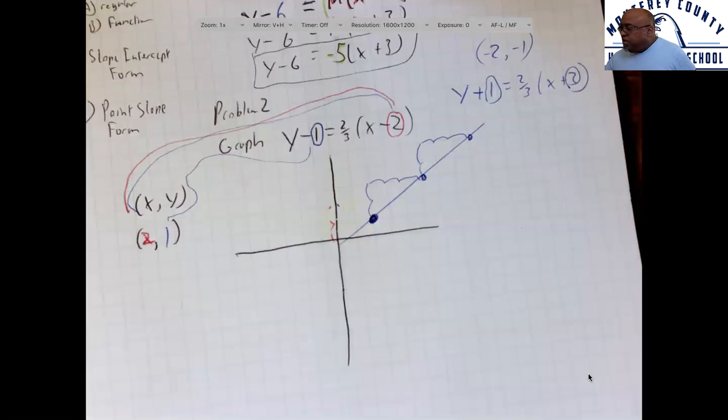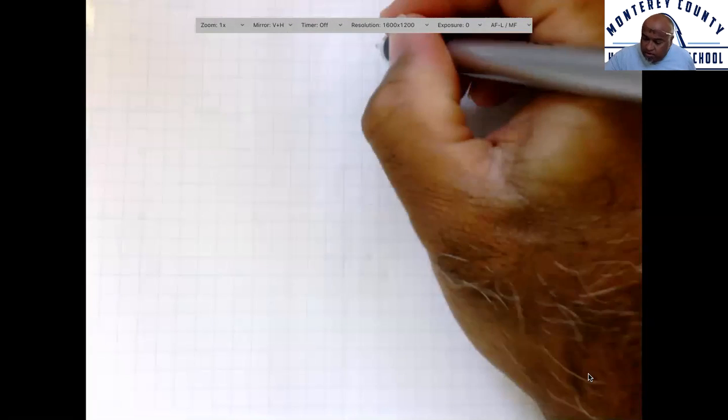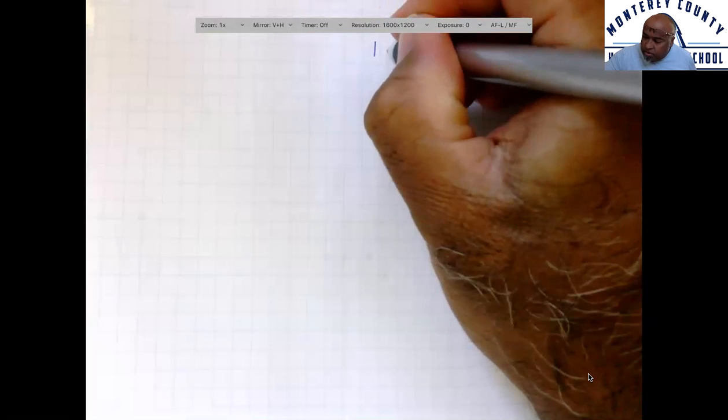Now, if you look in your book on page 341, there's another problem that says using 2 points to write an equation. Okay, and I'm going to go ahead and flip to the next paper here just so that I can have a clean sheet to write on for that. Okay, so let's say I have 2 given points.